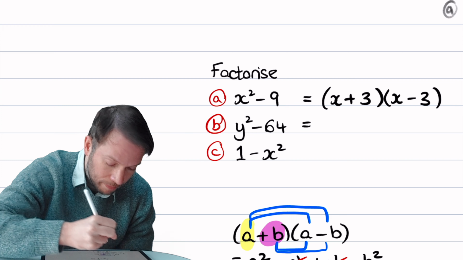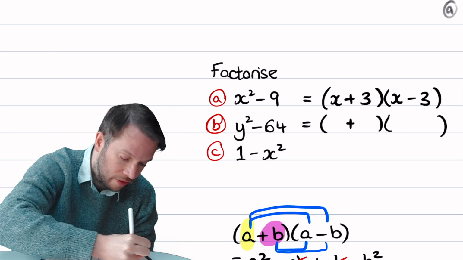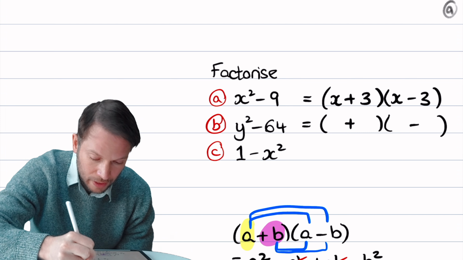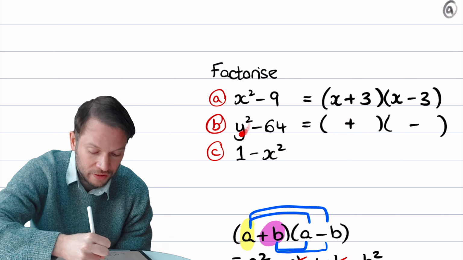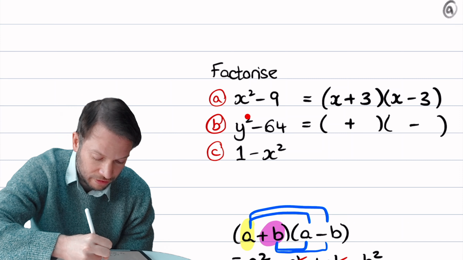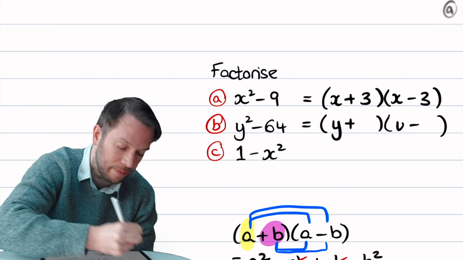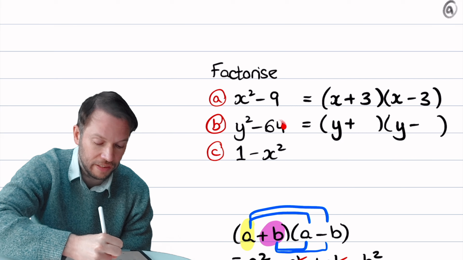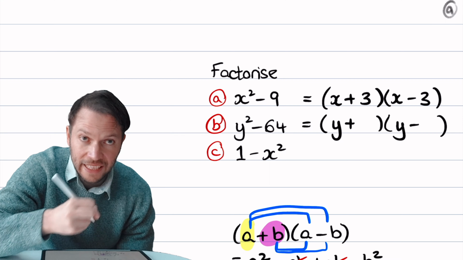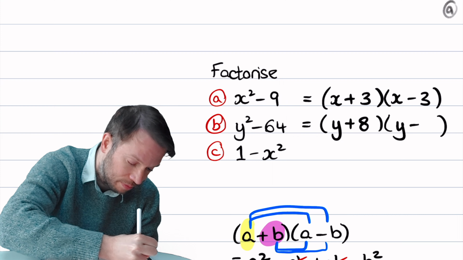What about the second one? Again, we have two brackets. We have plus in the middle of one of them, minus in the middle of the other. You do the square root of the first term. So what's the square root of y squared? Well, the square root just cancels the squared. We just get y. So we put the y as the first thing in each bracket. And then what's the square root of 64? Well, 64 is 8 squared. So the square root of 64 is 8. You put that as the second thing in each bracket.